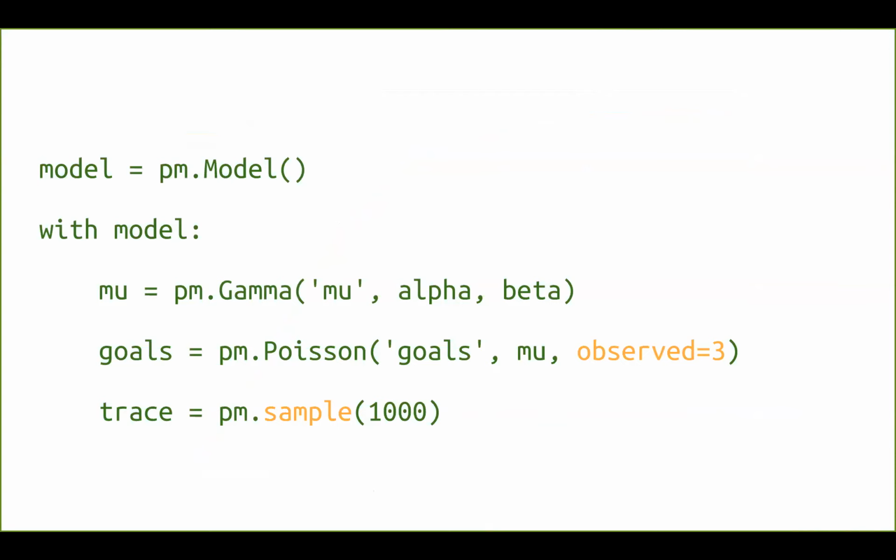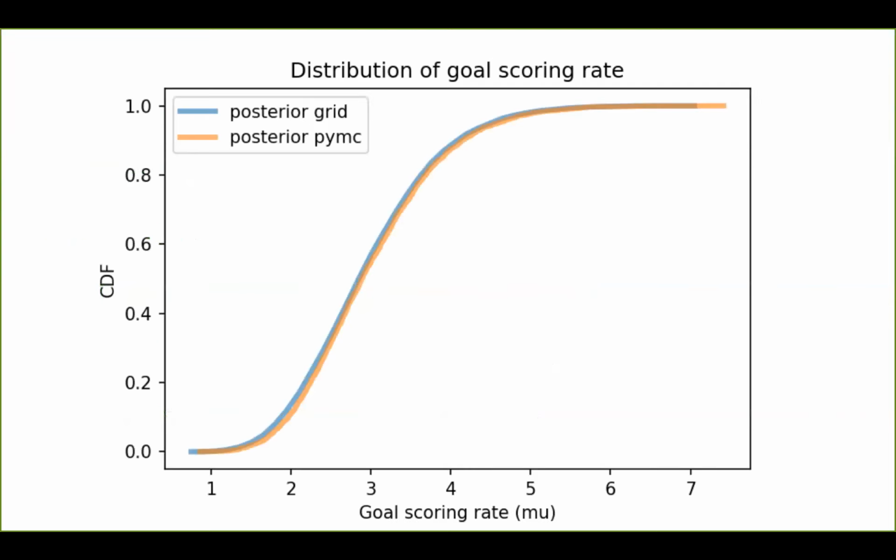So this model does predictions, and this model does inference. The only difference between the two is that in the first case, goals is a predictive variable, and in the second case, it's an observed variable. I've seen, let's say, a previous game where one of the teams scored 3 goals. So I specify that goal is observed, and instead of using sample prior predictive, I use sample. What sample does is run the MCMC algorithm to sample from the posterior distribution of mu. And again, I can take the results from the grid algorithm and compare them to the results from PyMC and confirm that I'm getting the same thing in both cases.